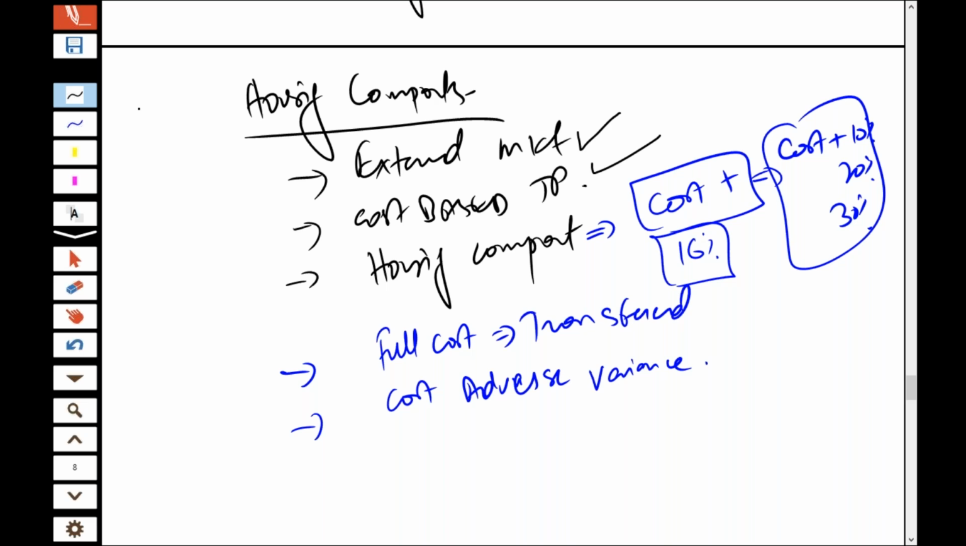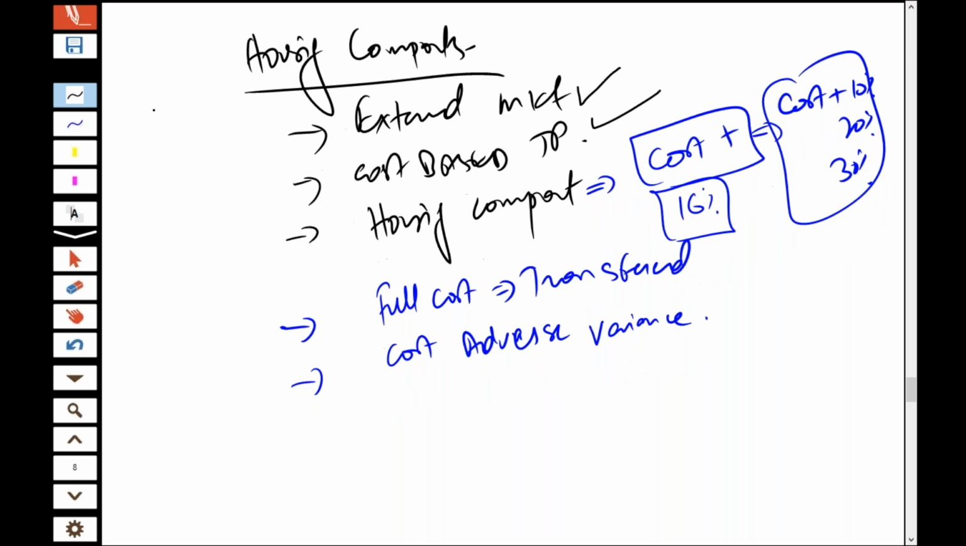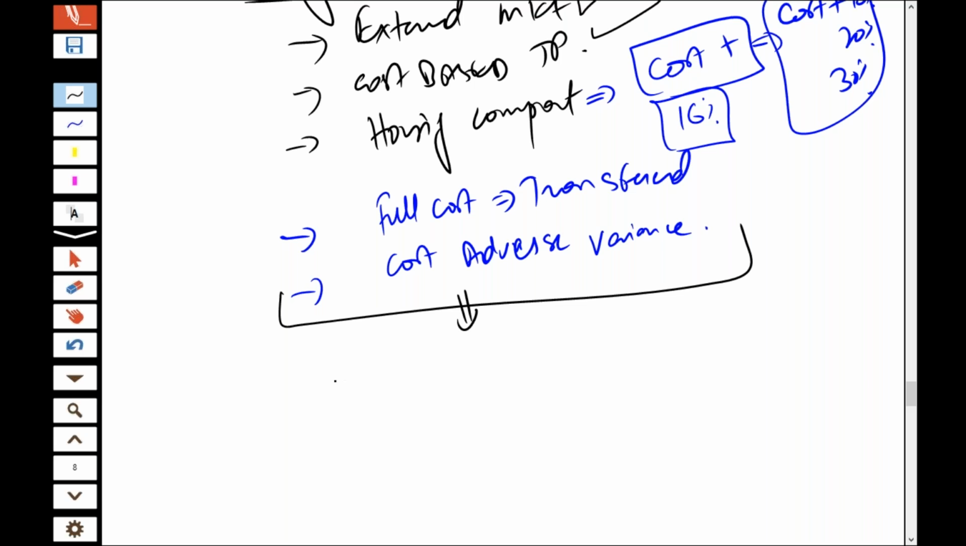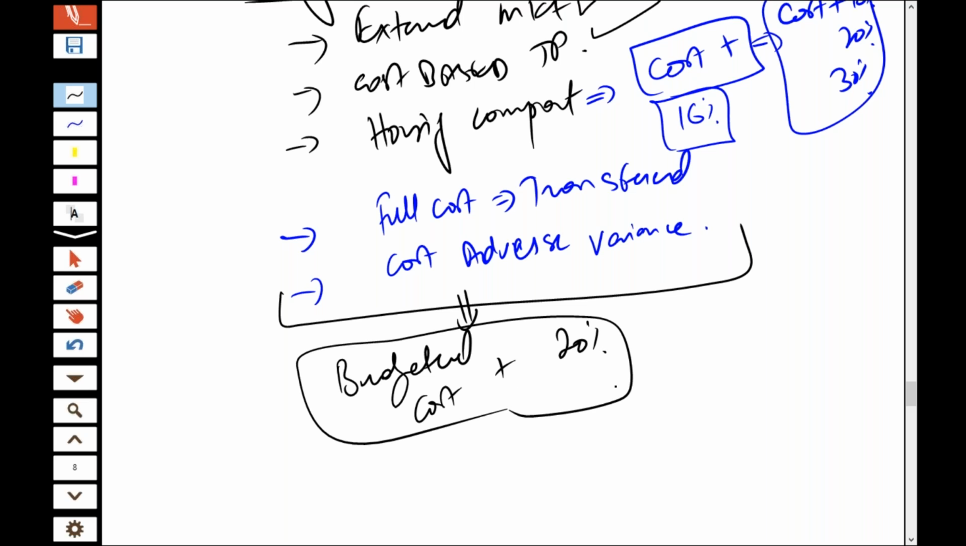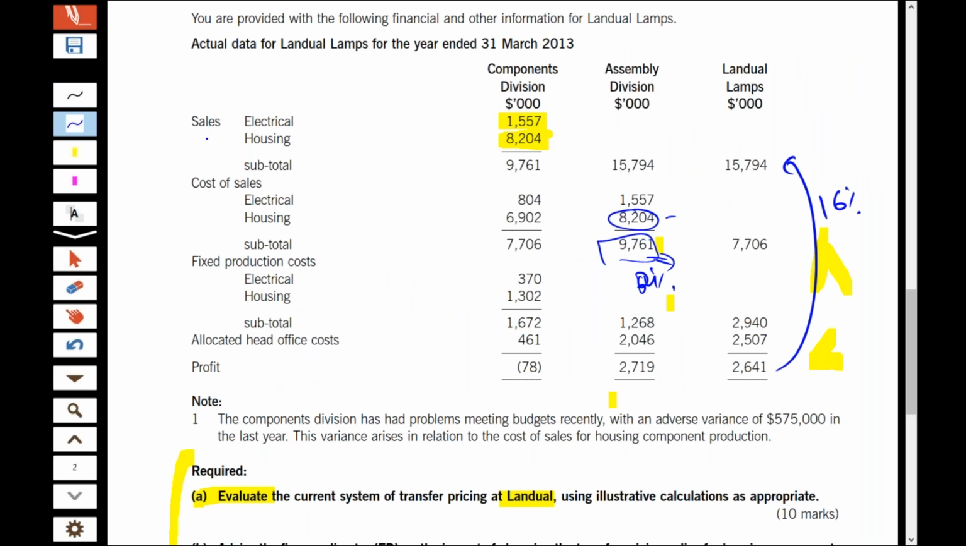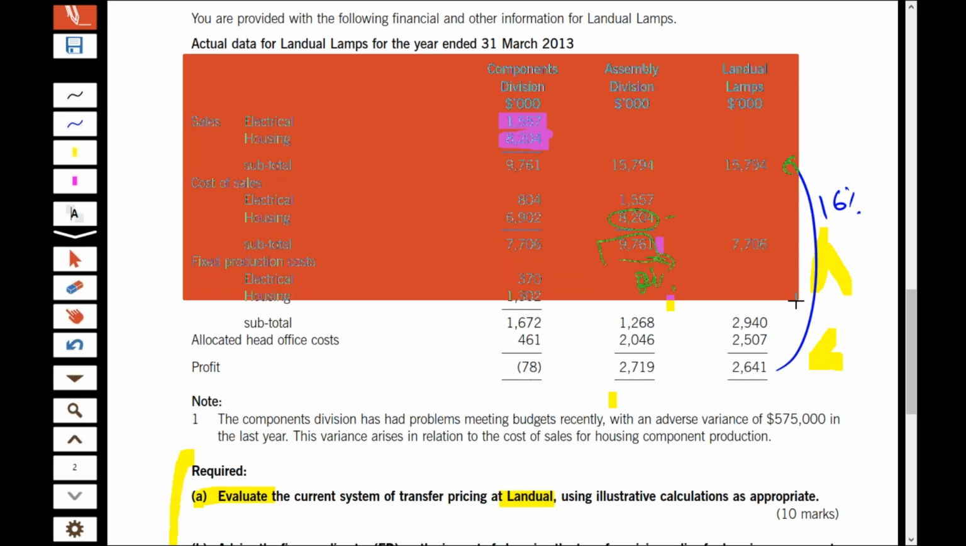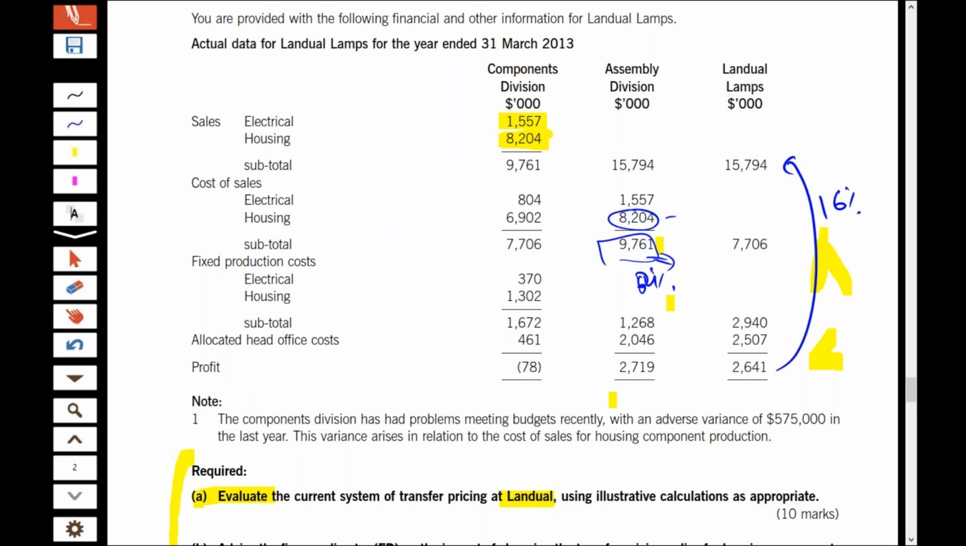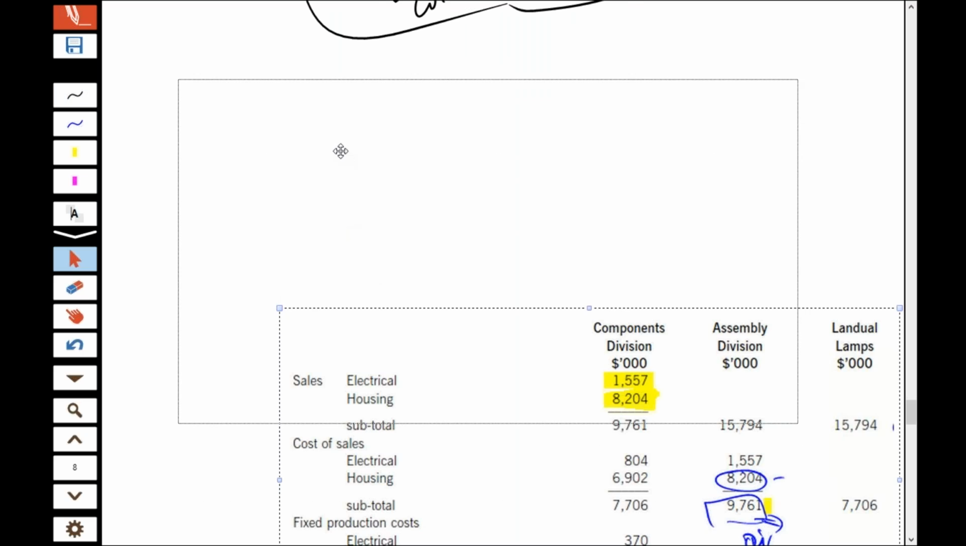Now, in order to understand this, what you need to do is make sure that the cost adverse variance also exists. So what is advisable is that rather than allowing them to charge full production cost, you can allow them to charge the budgeted cost plus a certain percentage of markup, let's say 20%. So if we apply the changes that we have suggested, what is actually going to happen is, you'll have the profit and loss account, which is going to be like this.